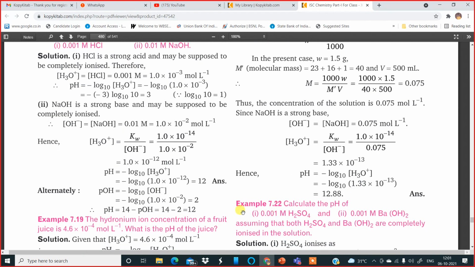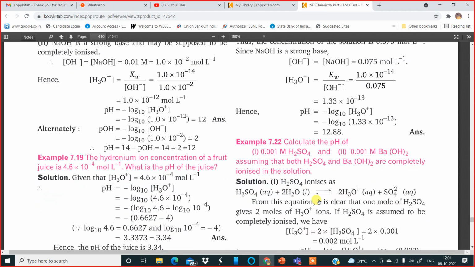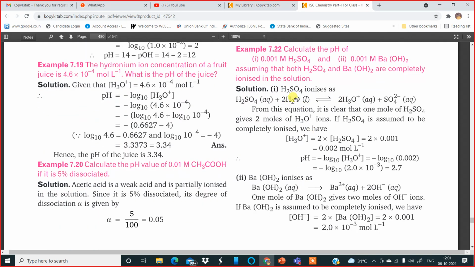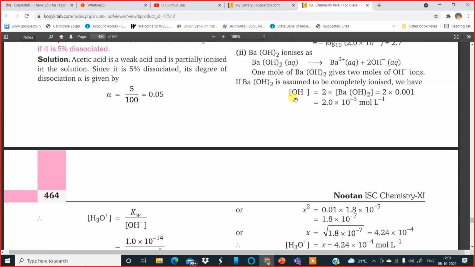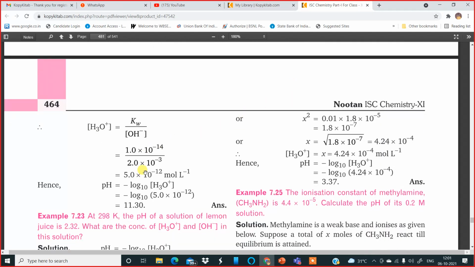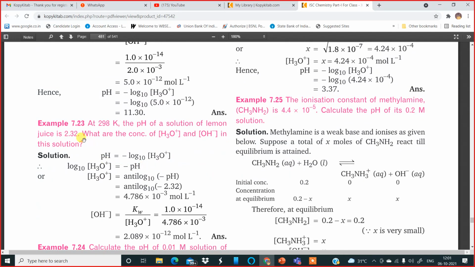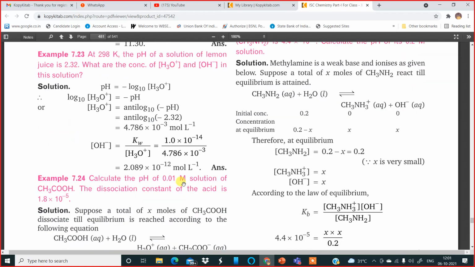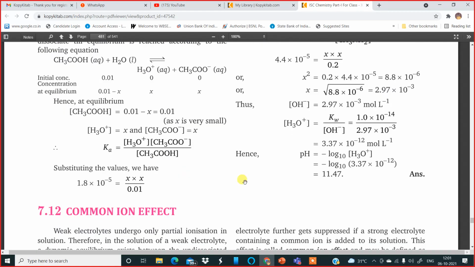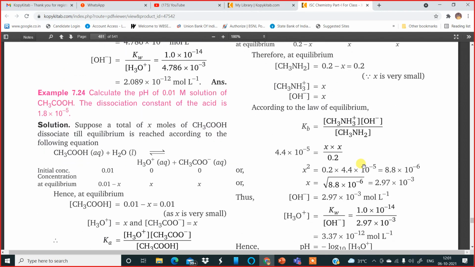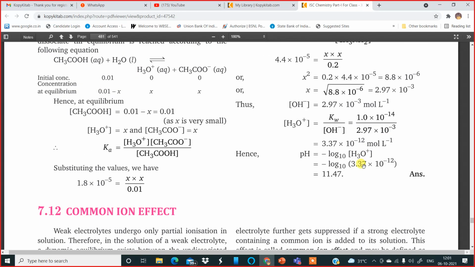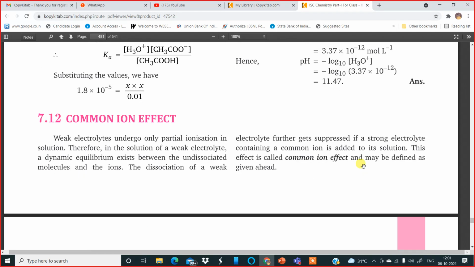So practice example 7.22 also. These are all important sums. All questions will be coming from here only in your promotion examination if it comes. So please practice this seriously. Example 7.23 also, 7.24, then 7.25. Till 7.25 you practice. Then I will continue with the common ion effect in my next class.